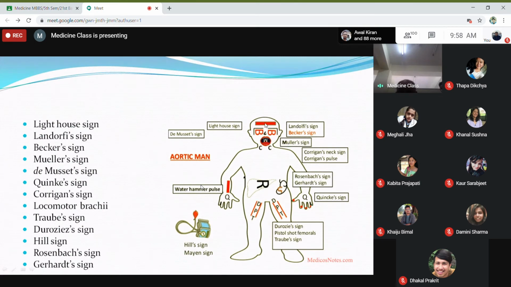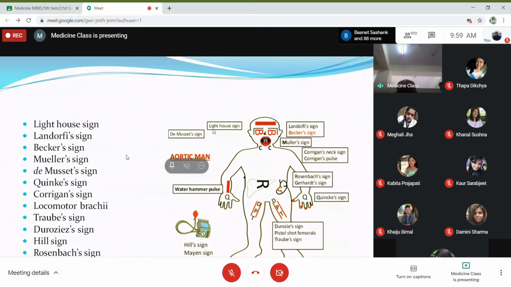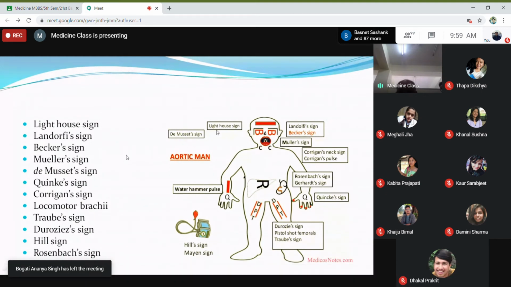with each beat of the heart, the forehead will become red, blanch away, and again become red, so as to feel like a lighthouse. But this is very prominent in European people with white skin. Otherwise, you won't see that. In Landolfi's sign, it's the constriction and dilatation of the pupil.